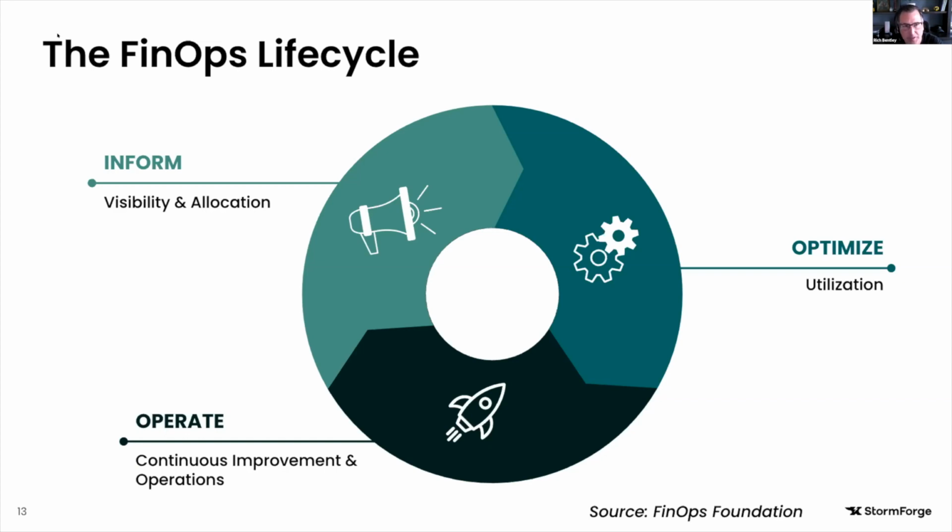So inform is the first step. It's all about getting visibility and allocating where your cloud costs are going. Optimize is the second step. So how do you actually make sure that your apps are running at peak efficiency with the minimum amount of time and effort to go into that? And then operate, right? As you're actually operating, running your applications, how do you continuously improve? How do you make sure that you're doing that effectively and also efficiently?